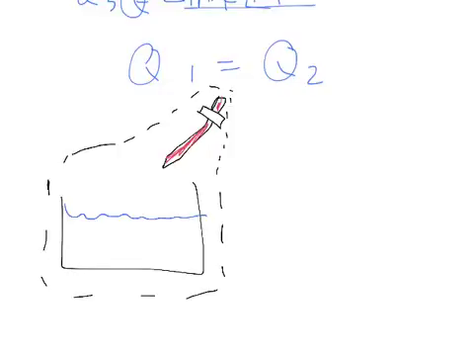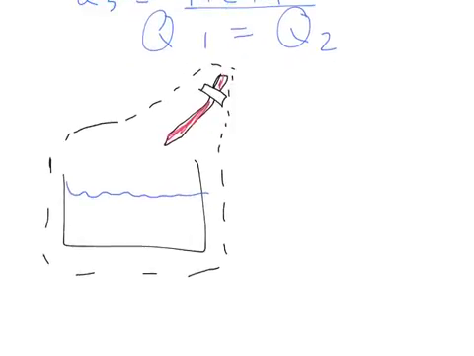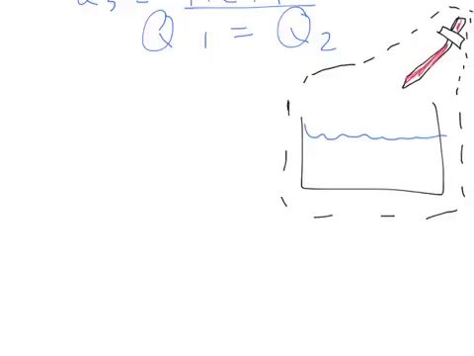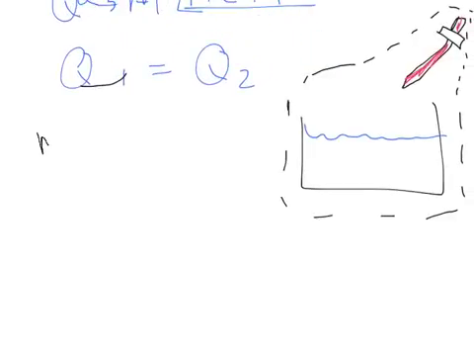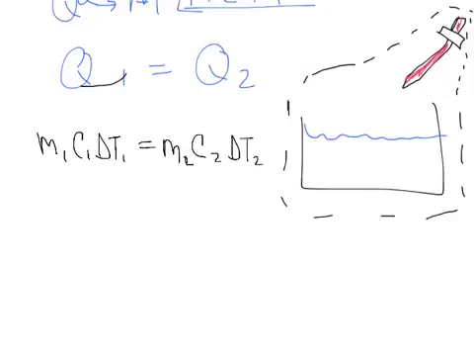So as a result, we could say M1 C1 delta T1 equals M2 C2 delta T2. Let's say that the sword is the second object and the water is the first object. We know the mass of the water. How come? We just measure it. So we've got that. We know the specific heat of the water.